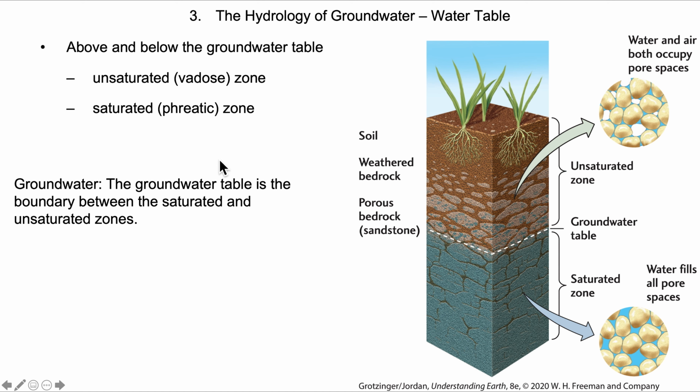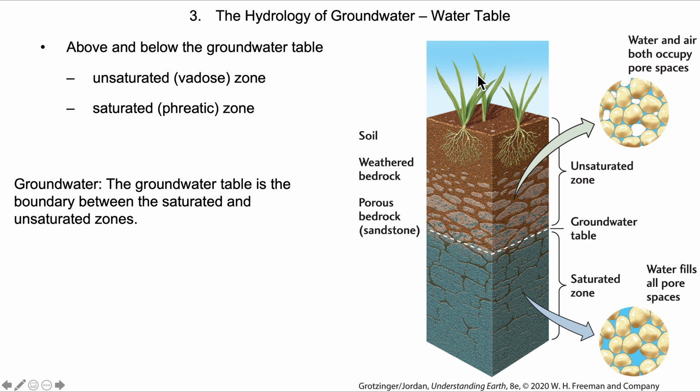We're going to take a look at a cross-section of soil and bedrock. And we have a couple different zones here. The unsaturated zone is known as the Vadose Zone. This Vadose Zone is important for plant growth. Plants generally require some kind of gases in the soil. And if they don't get those gases in the soil, it will kill the plant.